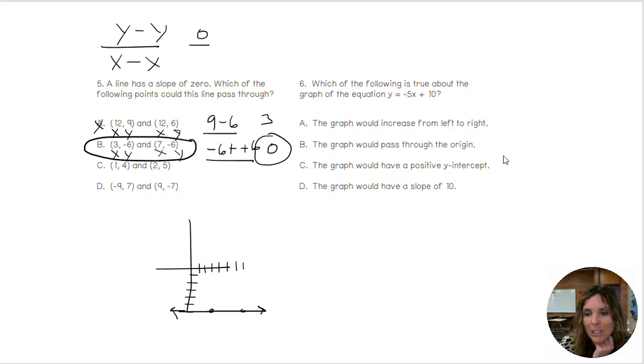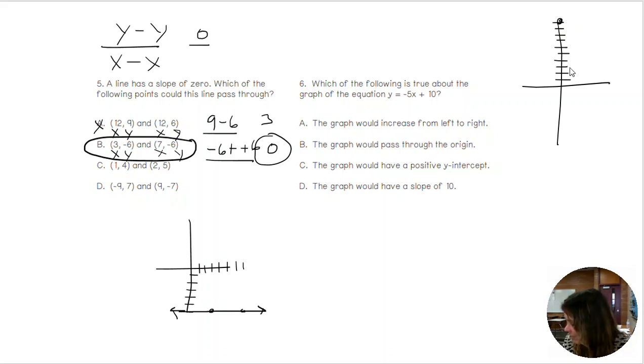Okay, the next one. Which of the following is true about the graph of the line? So if we were to graph this using slope-intercept form, this crosses the y-axis at 10. The slope is down 5 to the right 1. So we're going to have to go down 5 to the right 1. And so the line looks, oh, sorry, I missed the points. But anyway, the line looks like this.